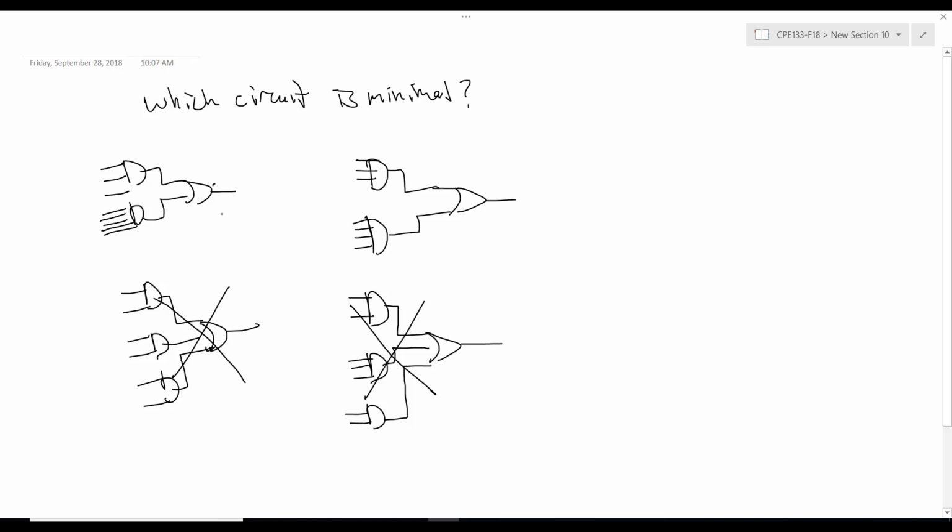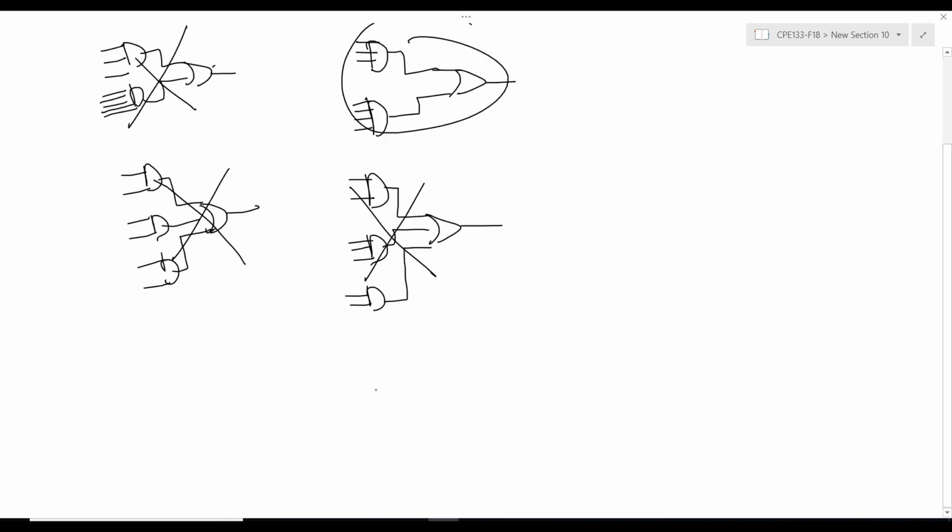Now if I compare these two, they both have the same number of gates, but now let's look at the inputs per gate. So this one has 5 inputs in one AND gate versus 4 in this one. So there's one less input in this first row of gates here. So I'm going to go ahead and say this is my winner. This is the minimal. And so our definition of minimal is an SOP or POS expression.